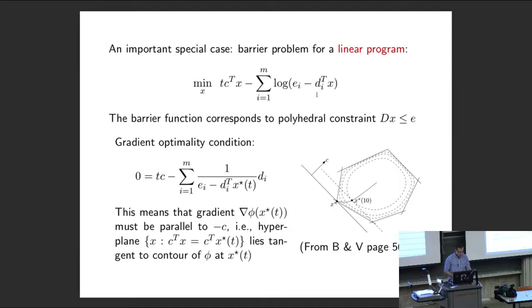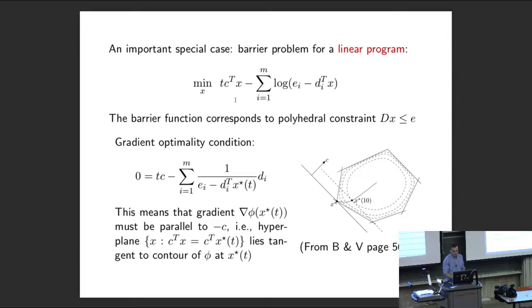So an important special case is the barrier problem for a linear program. I think this has a very nice interpretation. And also, this picture is going to explain to you the name interior point method. It's also true in general, but the same motivation or intuition will hold in general. We're actually approaching the constraint set from the interior, but for a linear program, it's even more explicit.